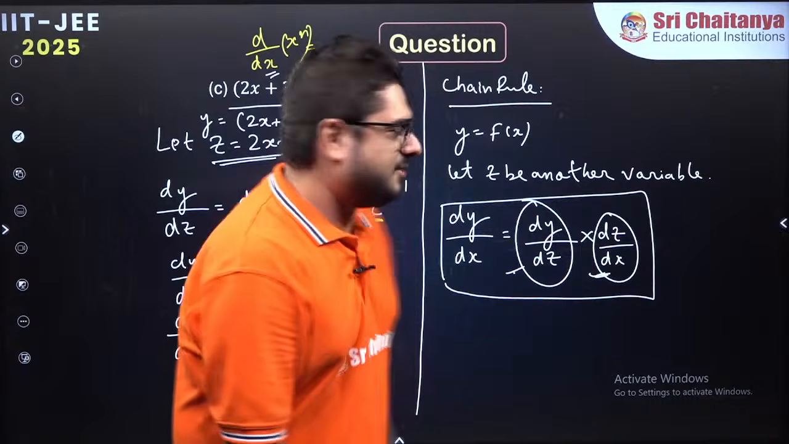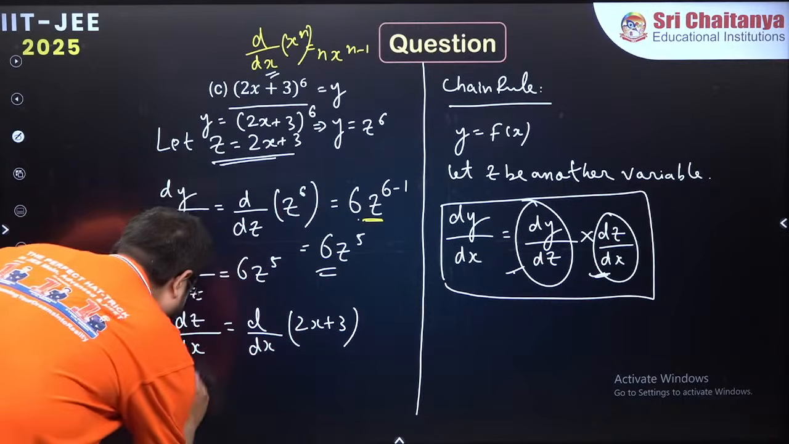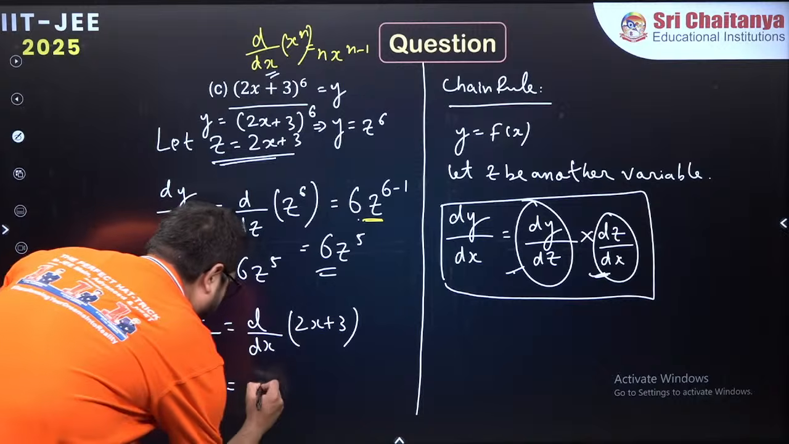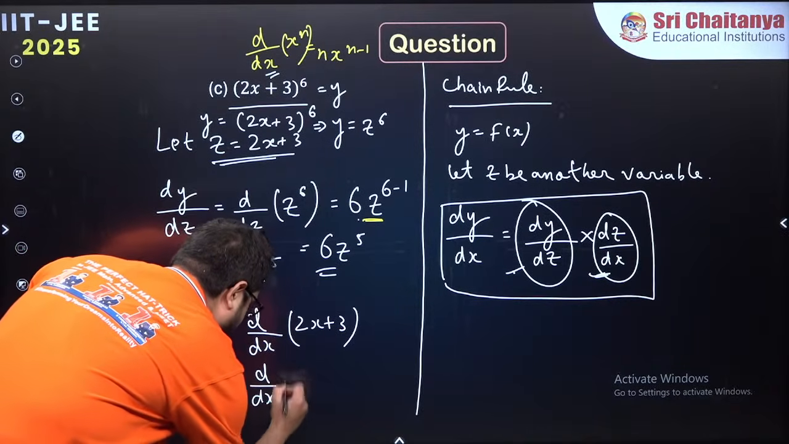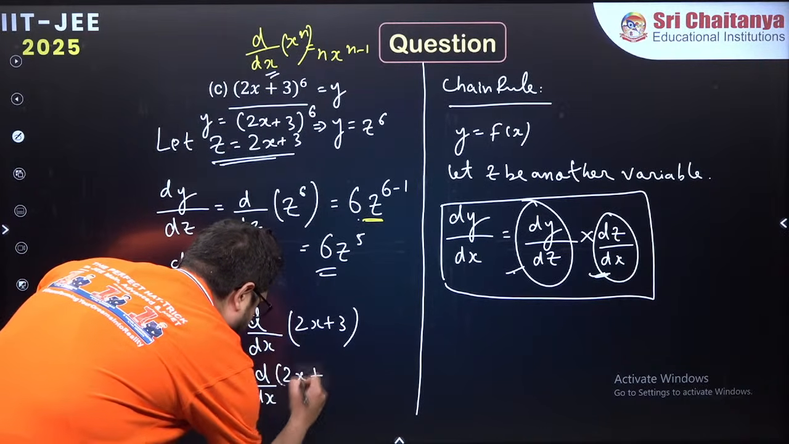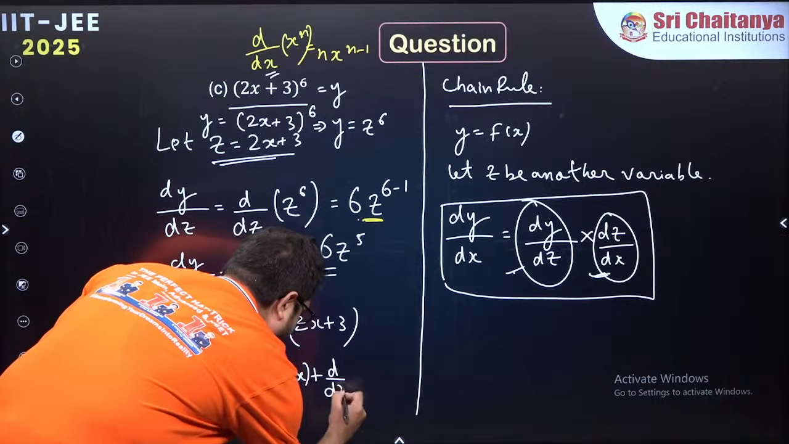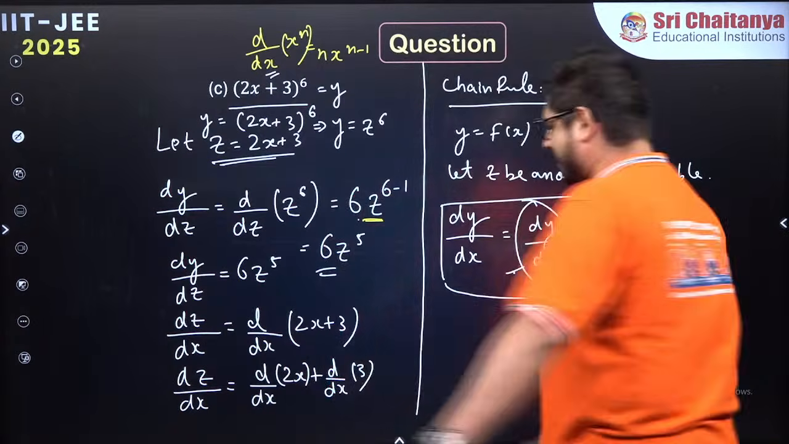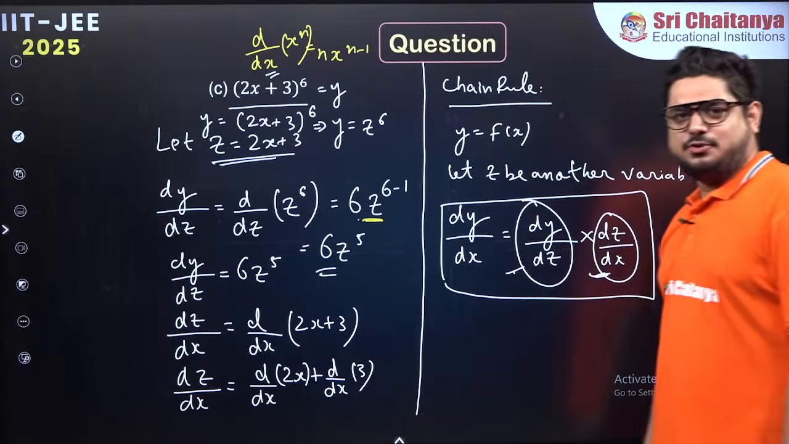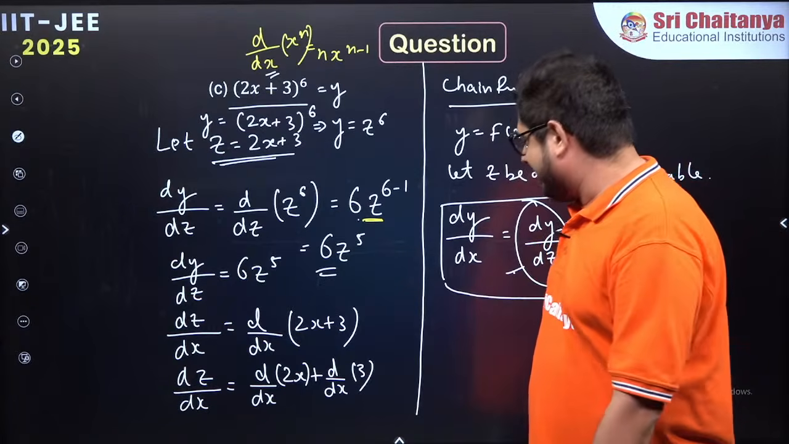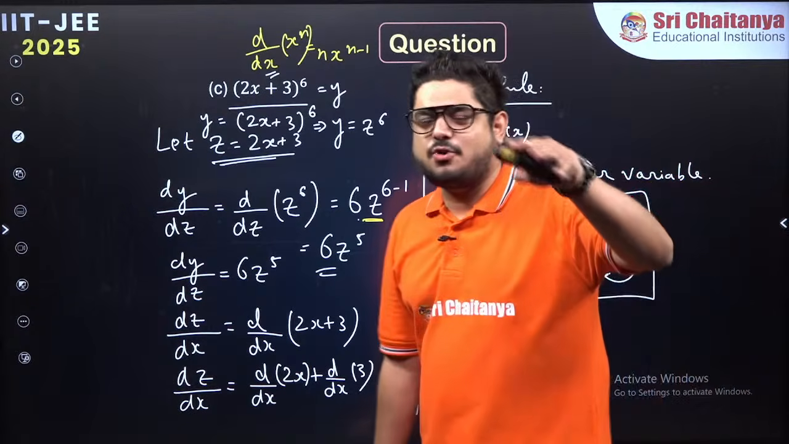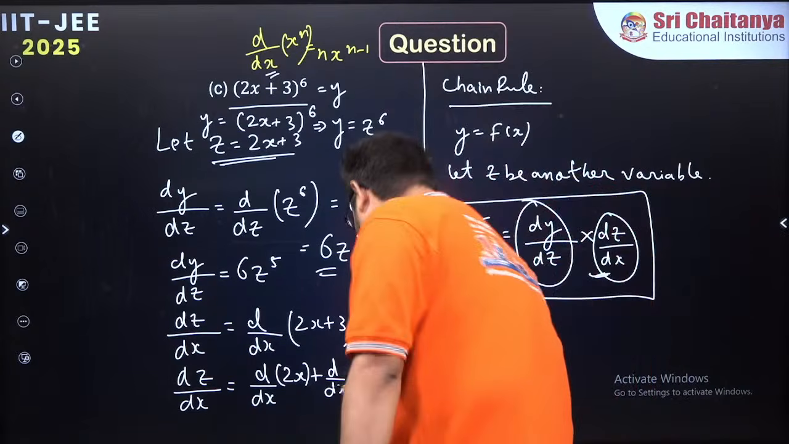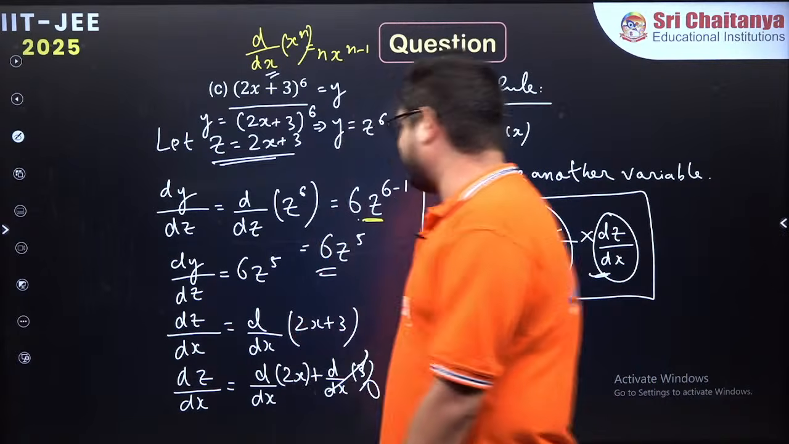So now what we have to do is, this dz by dx can be written as what? D by dx of 2x plus d by dx of 3. Isn't it? This is how we can write it down. D by dx of 2x plus d by dx of 3. 3 is what? It's a constant, isn't it? So this is going to be equivalent to 0.